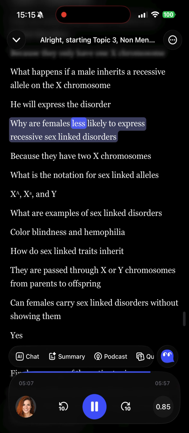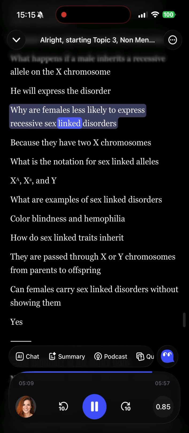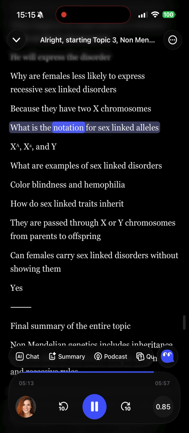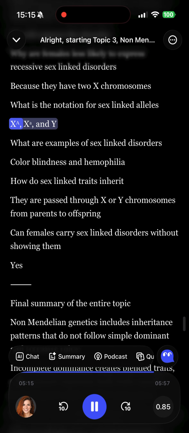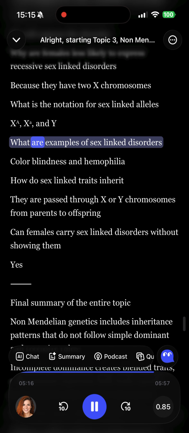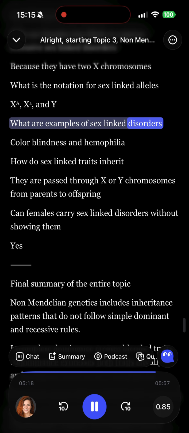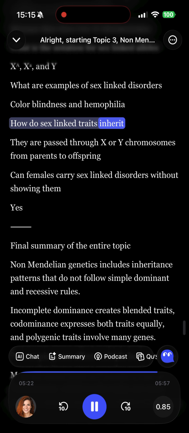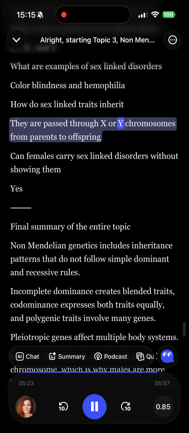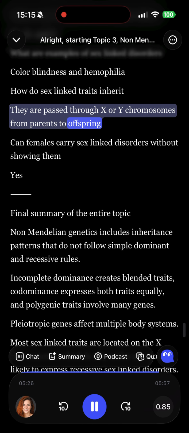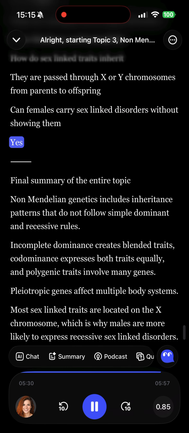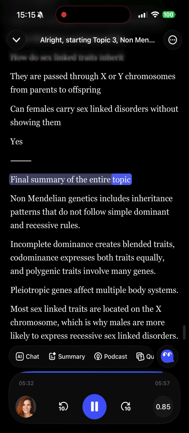Why are females less likely to express recessive sex-linked disorders? Because they have two X chromosomes. What is the notation for sex-linked alleles? XA, XA, and Y. What are examples of sex-linked disorders? Color blindness and hemophilia. How do sex-linked traits inherit? They are passed through X or Y chromosomes from parents to offspring. Can females carry sex-linked disorders without showing them? Yes.